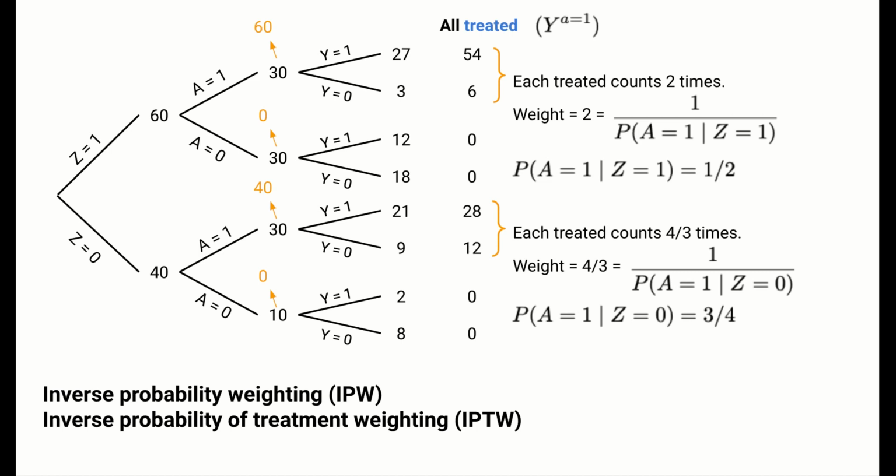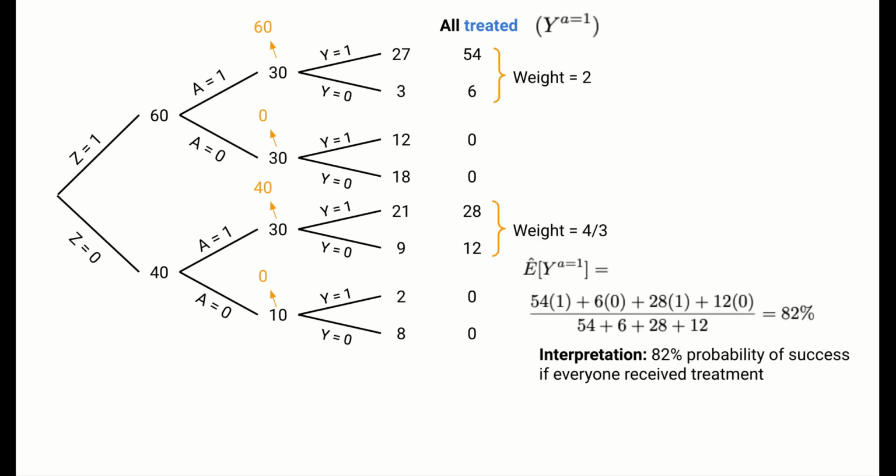For this reason, this method of reweighting observed outcomes to simulate interventions is called inverse probability weighting, or IPW. It also goes by the slightly longer name inverse probability of treatment weighting, or IPTW. We can estimate the average potential outcome using the reweighted outcomes. The average of the 54 ones, 6 zeros, 28 ones, and 12 zeros in this set of reweighted outcomes is 82%, which can be interpreted as the probability of a successful outcome if everyone were forced to receive treatment.